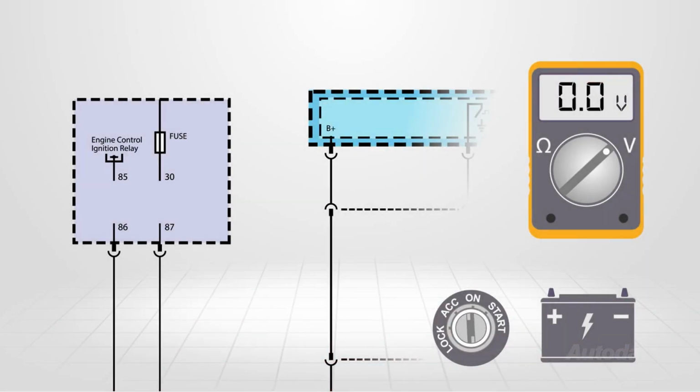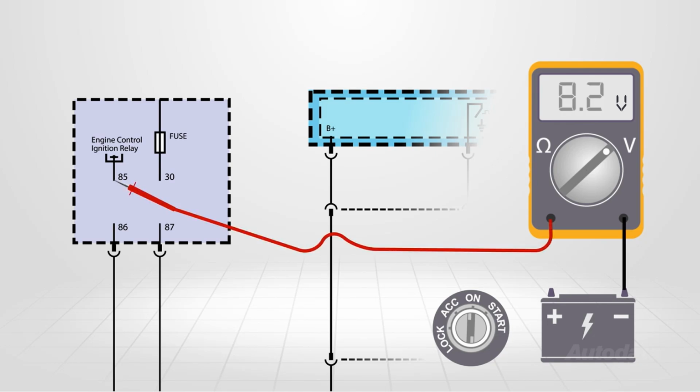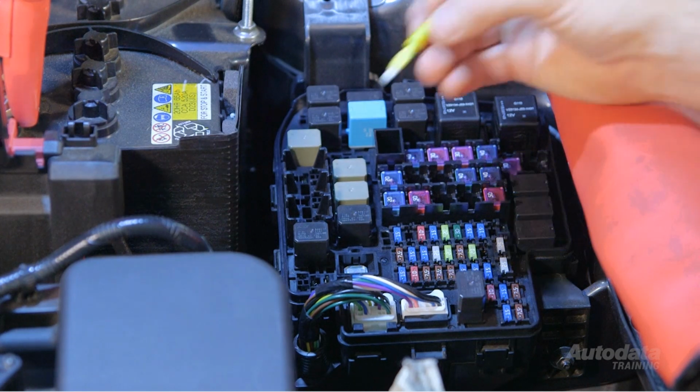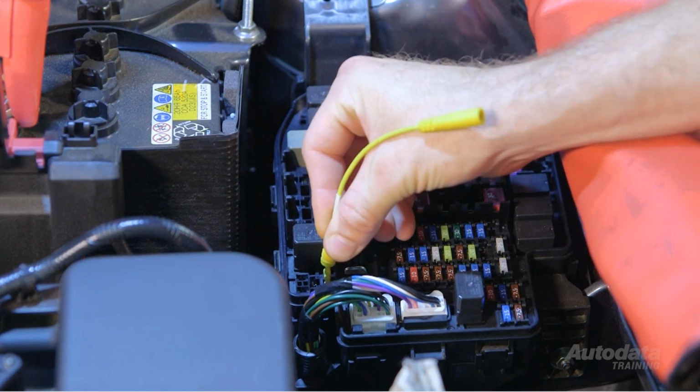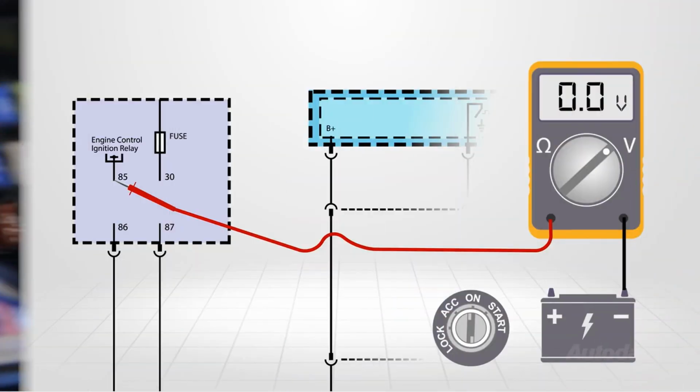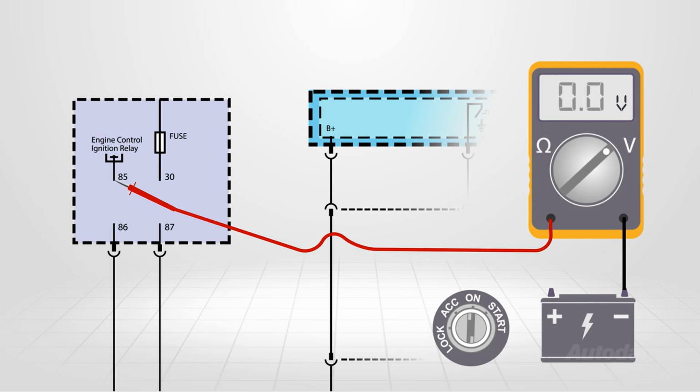Turn the ignition on and confirm voltage is present at terminal 85 of the compressor clutch relay. If considerably less than battery voltage is found, check for terminal tension and corrosion at any connectors in the ignition supply circuit. If no voltage was found, further diagnosis of the ignition supply circuit will be required.